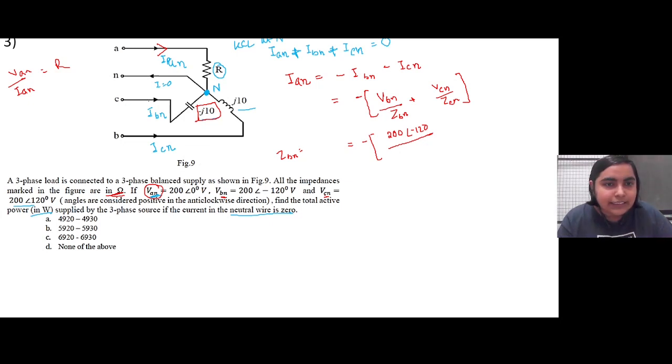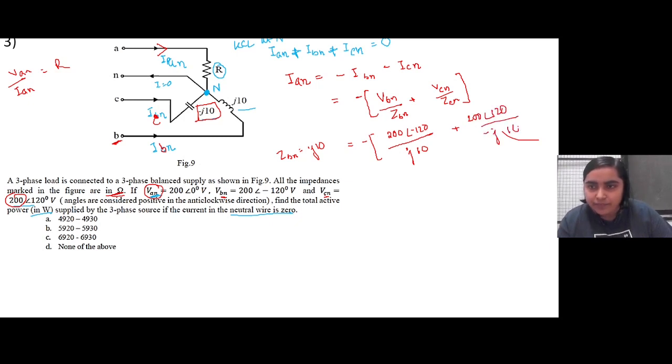Sorry, this is C, so this will be C. This is B, so this will be B. So ZBN is actually the inductive one, so it is J10. So VBN divided by J10 plus VCN is given as 200 angle 120, divided by minus J10. Now instead of writing this in J, we will just write it in terms of angle. So it is 200 angle minus 120.